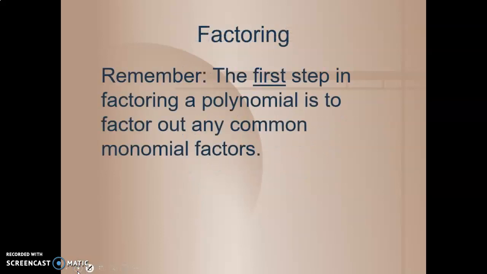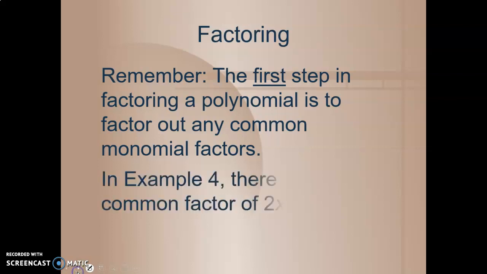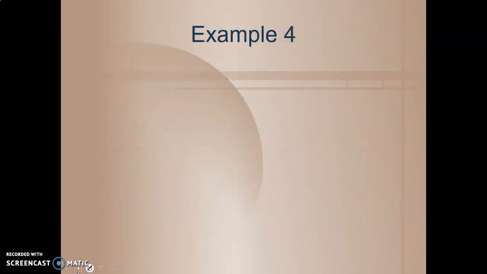When factoring, remember that the first step in factoring a polynomial is to factor out any common monomial factors. Before you even begin multiplying a times c and seeing if it adds up to b, you can make your work a little bit easier if you factor out any common monomials first. In the next example, you'll see that there is a common factor of 2x that we can factor out.